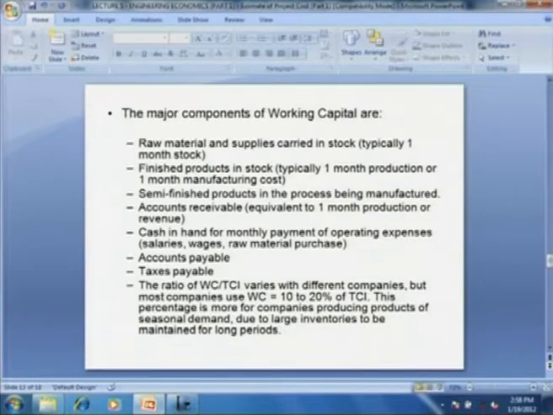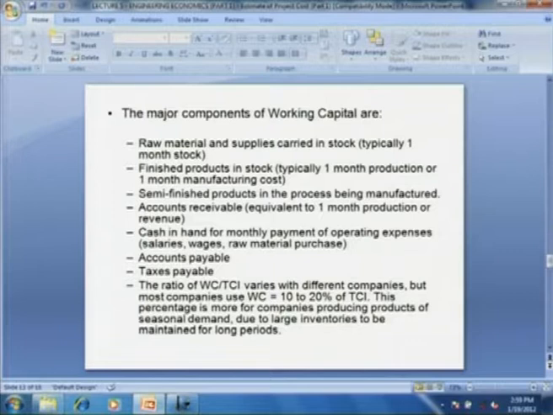Then the finished products in stock. Whatever you produce may not sell immediately, therefore you have to keep the products in stock. This is more important for products with seasonal demand, like for example fertilizer. Urea may be produced all over the year, but it sells only during the crop seasons, Kharif and Rabi. Therefore, after manufacturing, you have to store the finished product for a considerable period. Typically 1 month of production or 1 month of manufacturing cost is taken as the finished products in stock, that is a thumb rule. Then semi-finished products in process being manufactured, then accounts receivable.